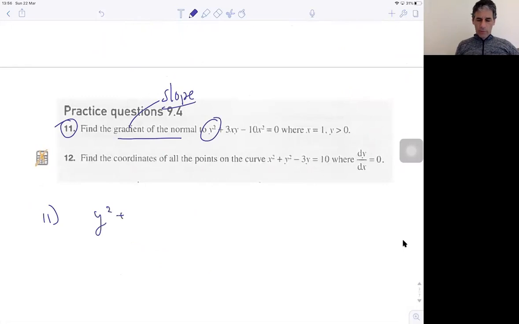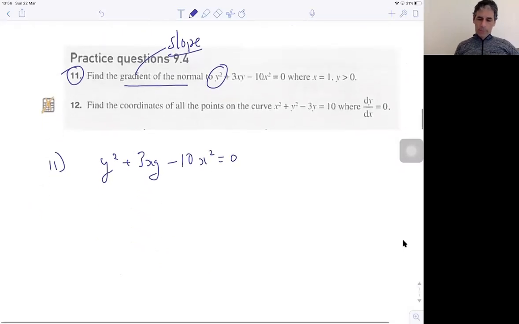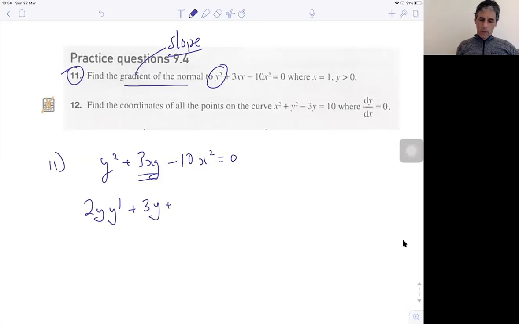To implicitly differentiate, we must differentiate both sides with respect to x. So it's 2y y prime, and then here we have a product rule, so that's 3 times y plus 3x y prime, and then this is just minus 20x. I need to find the slope of the normal. First off, the slope of the tangent, and then the slope of the normal is minus 1 over the slope of the tangent, the negative reciprocal. But to get the slope of a tangent with implicit differentiation, what I need is an x coordinate and a y coordinate. Now stop for a sec. A lot of people will try and solve for y prime right here in this equation.